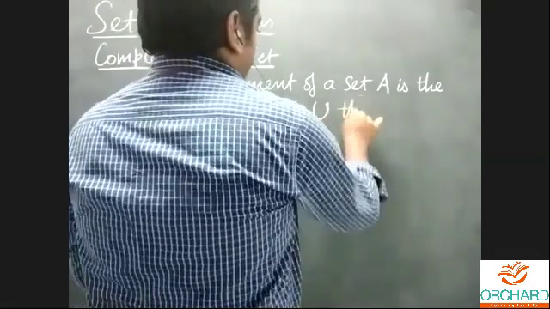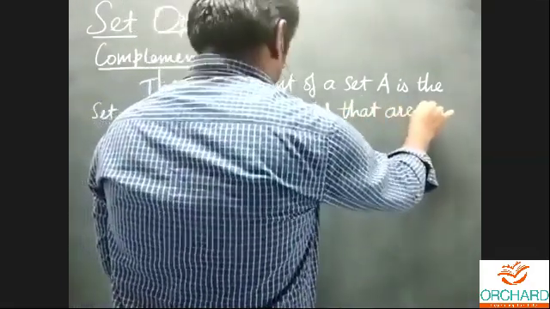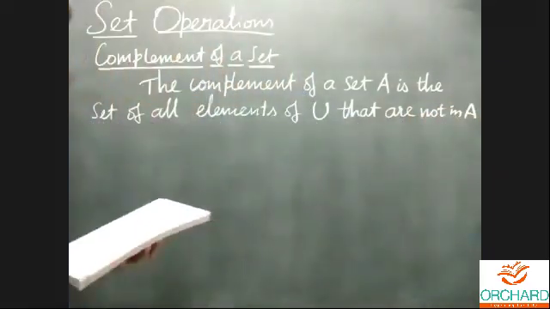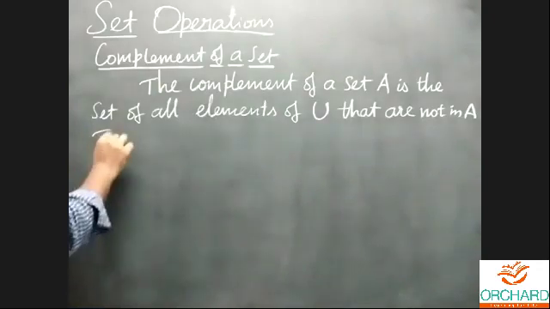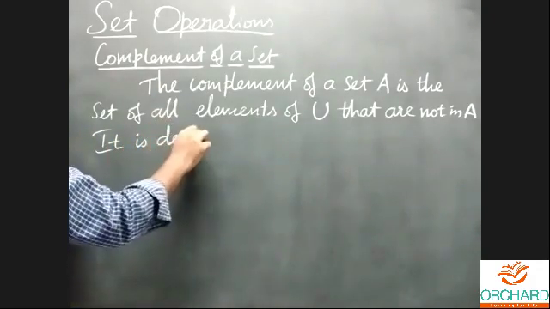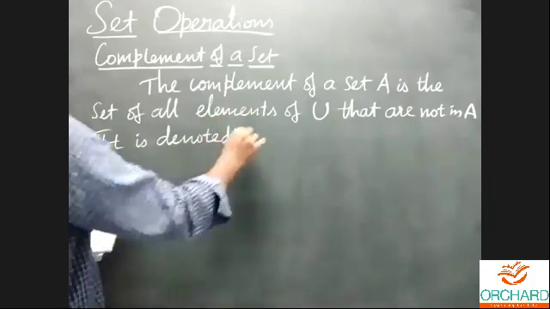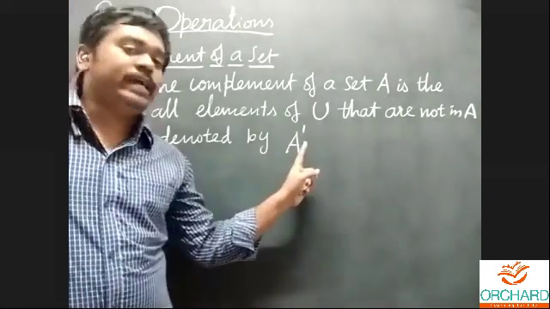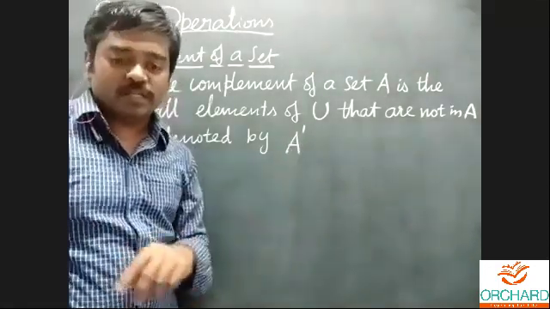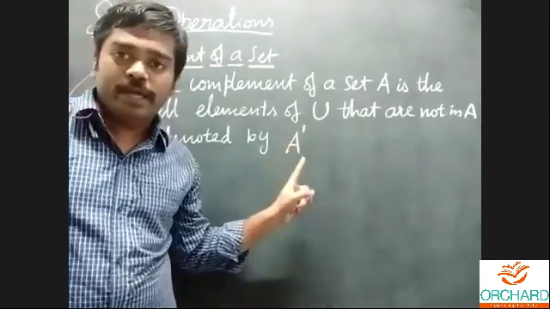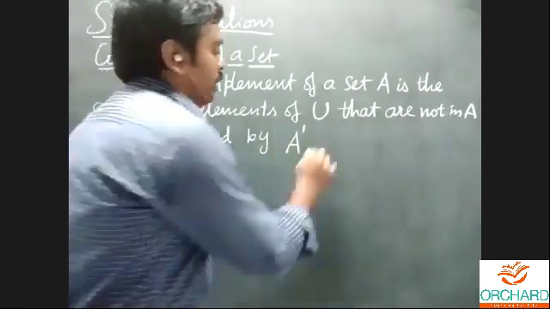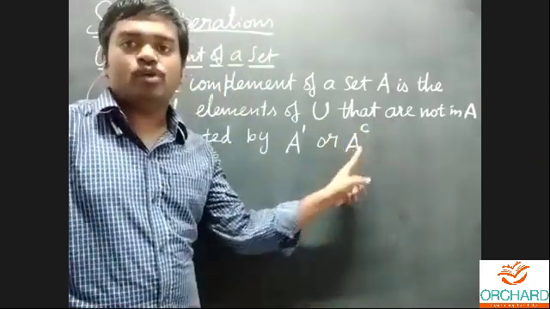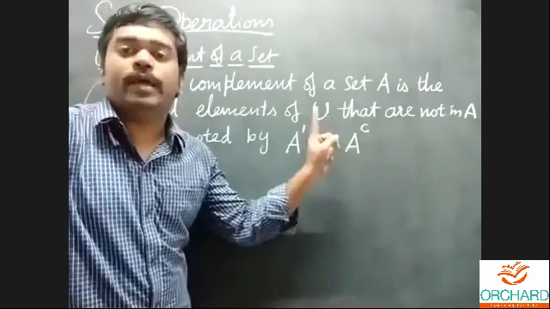That are not in A. It is denoted by, how to read this symbol? A dash. Complement of a set A is denoted by A dash, or A power C. But don't read A power C. Can you read it like A complement?